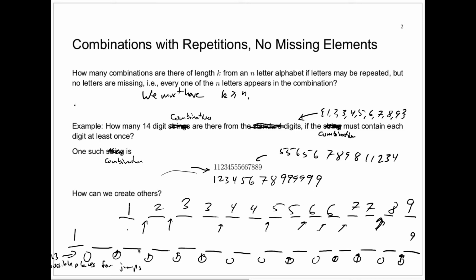How many ways can I choose 8 of those spaces for the jumps? The answer is 13, choose 8. That combination number tells me exactly how many choices I have for where to put the jumps.